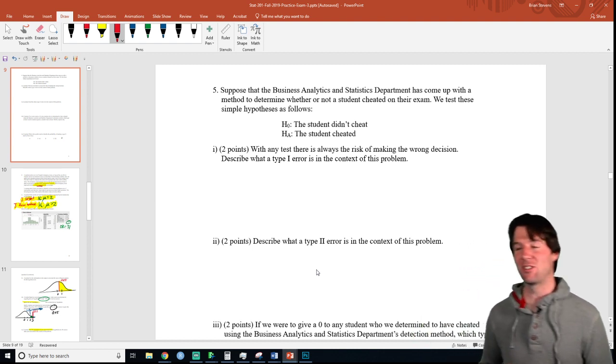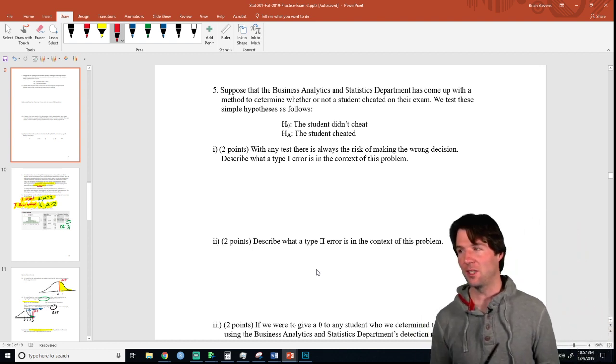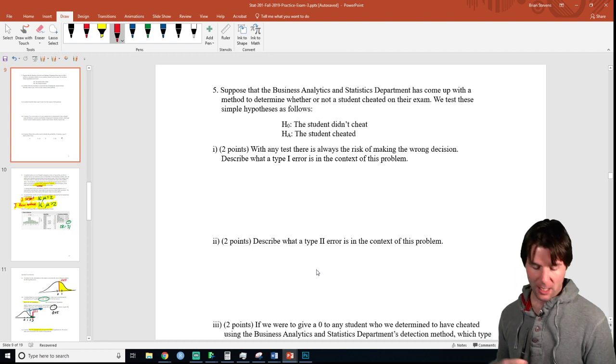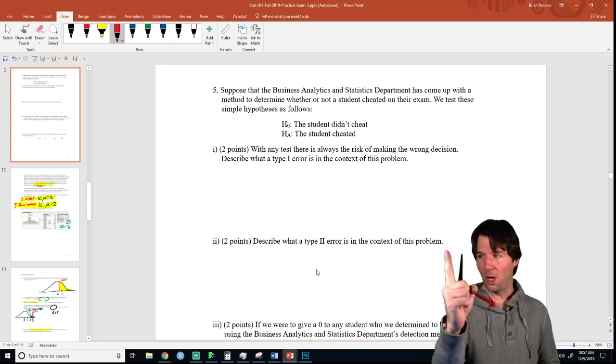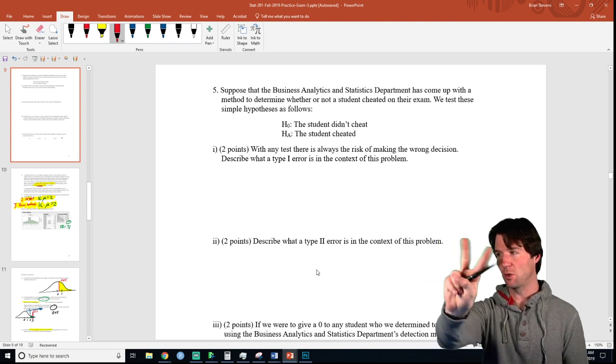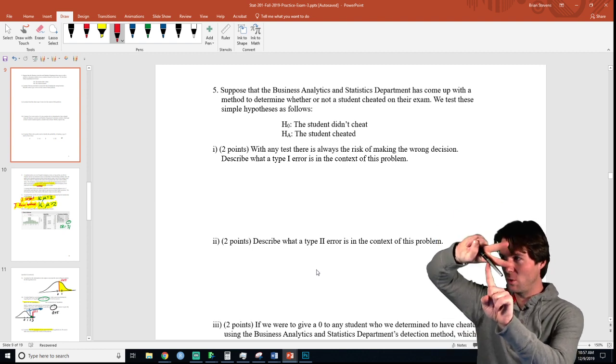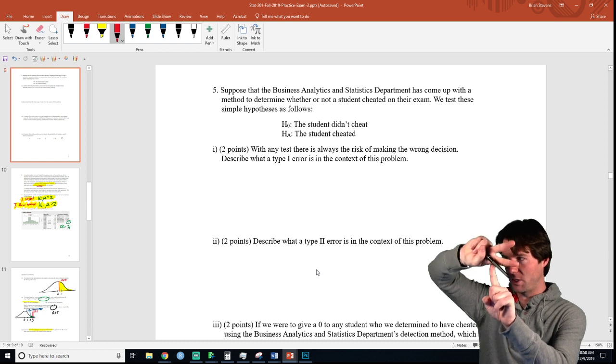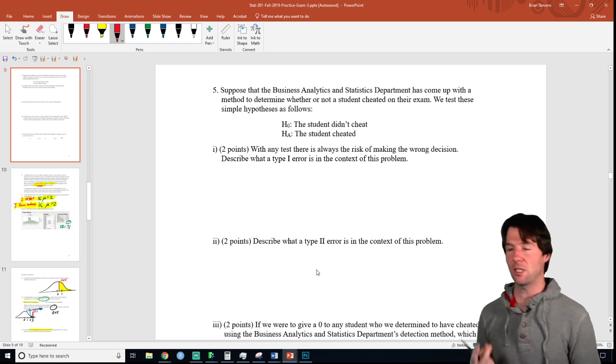We wanna be nice to students. We don't wanna say students cheat unless we got evidence that students cheat. So a type 1, type 2 error. In a type 1, the null is true and we reject it. In a type 2, this is a 2 right here and this is an F. In a type 2, the null is false and we fail to reject it. Those are the literal definitions of a type 1, type 2 error.